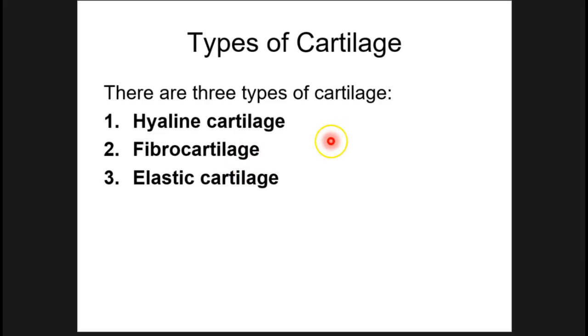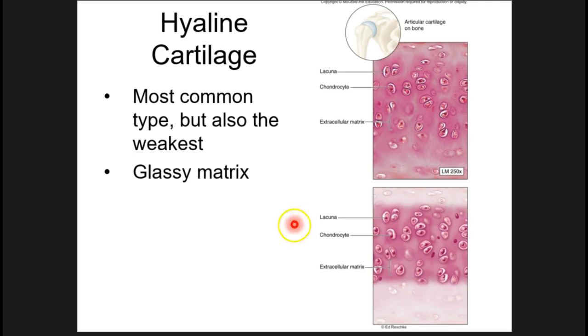So luckily there's only 3 types of cartilage. We're already starting to narrow down our numbers. Hyaline cartilage, fibrocartilage, and elastic cartilage. First up is hyaline cartilage. It is the most common. I disagree that it's the weakest. That's wrong. I think your textbook says this, but it is incorrect.